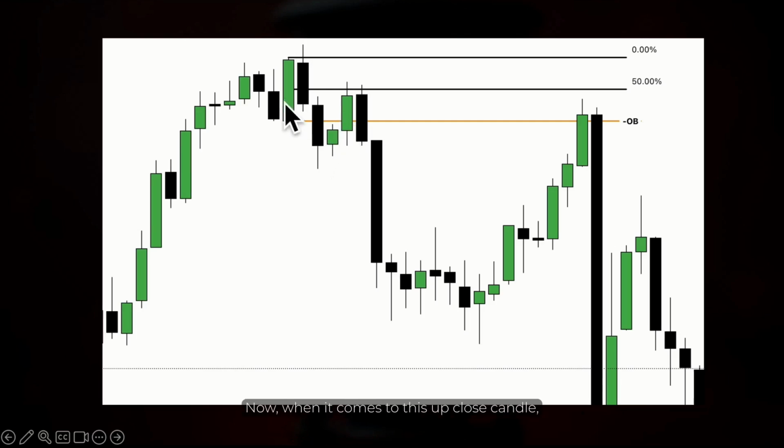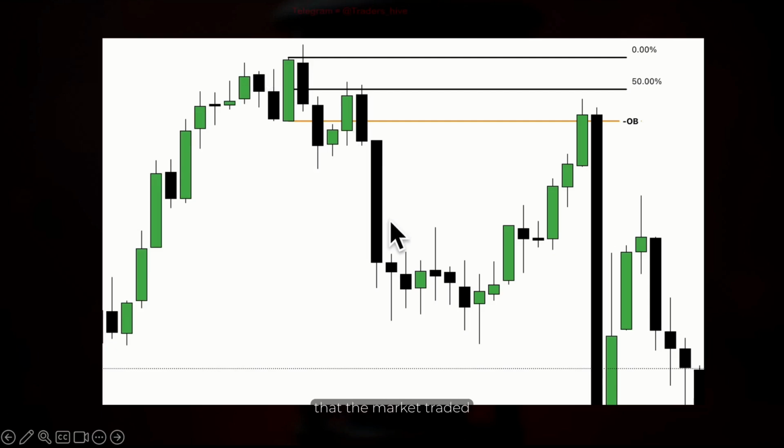Now, when it comes to this up close candle, what you must understand is that this up close candle is a bearish order block. Why? Because we saw the market take out this buy-side liquidity right here. It reached a point of interest and we saw the market begin to displace towards the downside. From this moment in time, what you're monitoring is the reaction to this up close candle. If the market is going to reject this up close candle and is going to find resistance inside of that, that shows to you that order flow has changed from bullish to bearish.